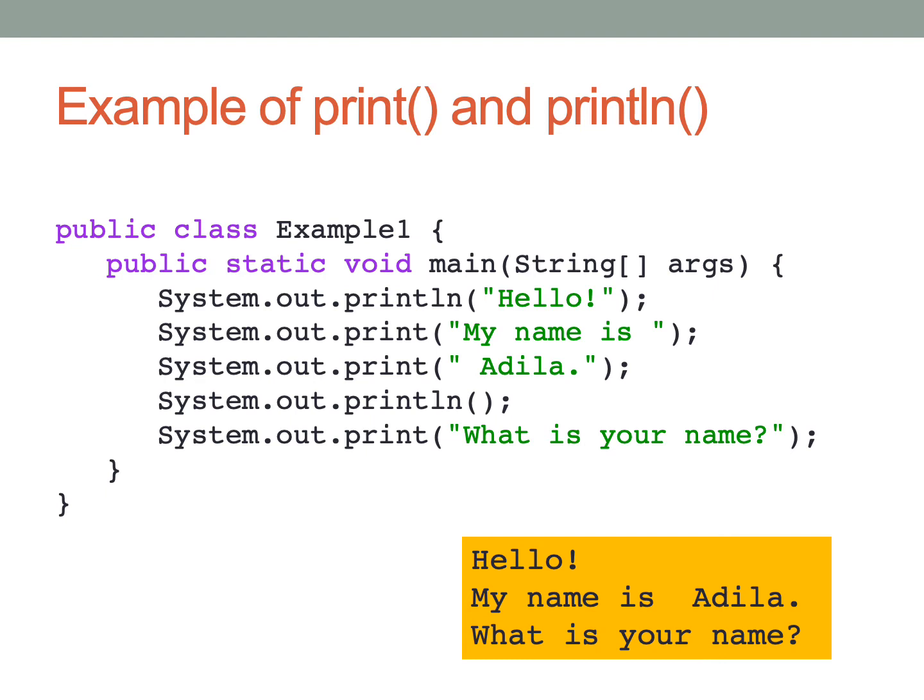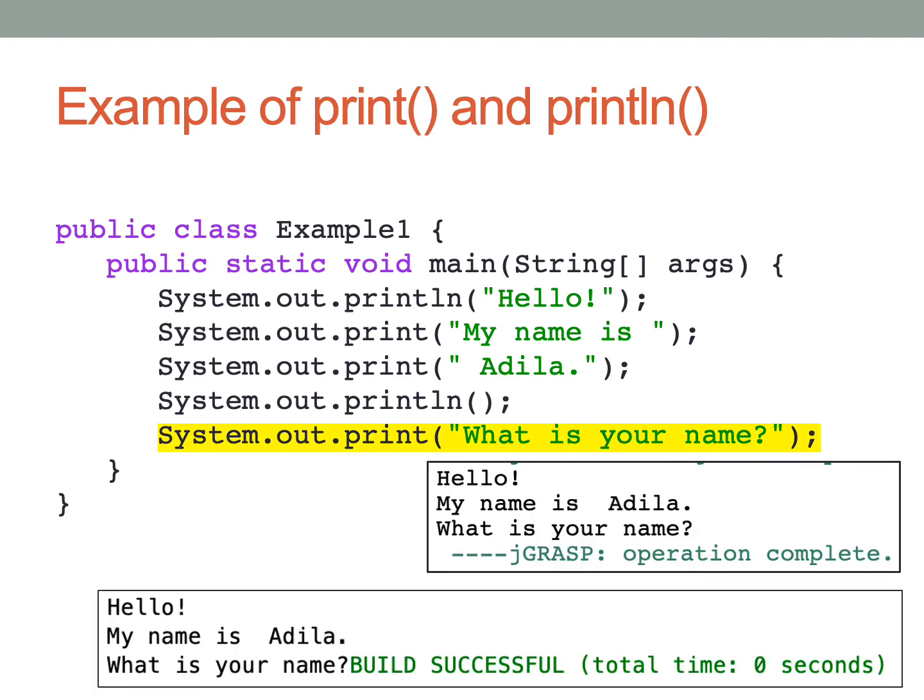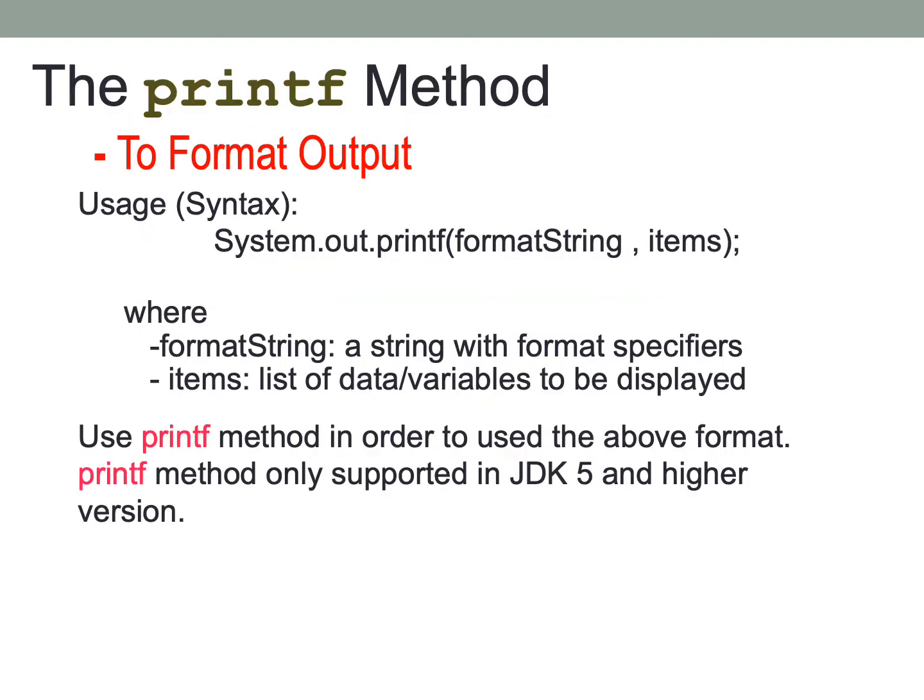Try and run the code, and the output that you will get is as shown here. We have hello, and then the next line, my name is Adila, and then the next line, what is your name? If you run this code on JGRASP, you don't actually see it because JGRASP will display operation complete on the next line. But if you use NetBeans, it will display build successful on the same line. So you can see what happens when you use the print method.